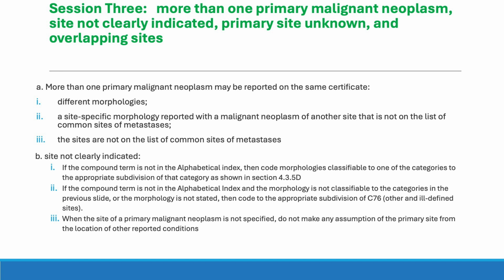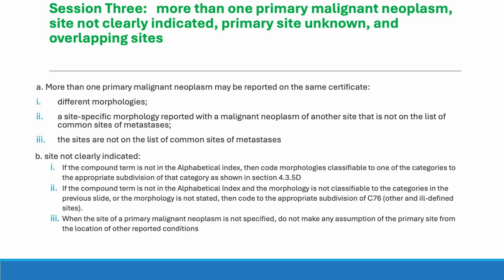Session 3 addressed scenarios in medical coding involving multiple primary malignant neoplasms, unclear site indications, unknown primary sites, and overlapping sites. It provided guidance on when multiple primary malignant neoplasms could be reported on the same certificate, such as cases with different morphologies or involving site-specific morphology with a non-metastatic site.